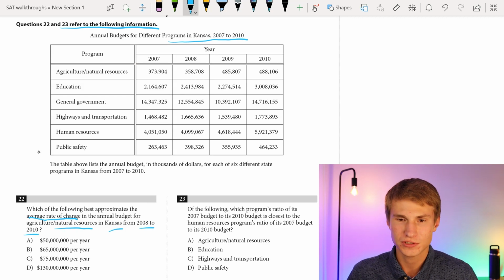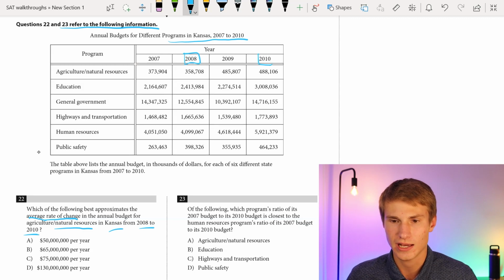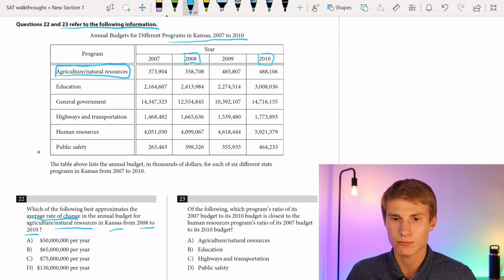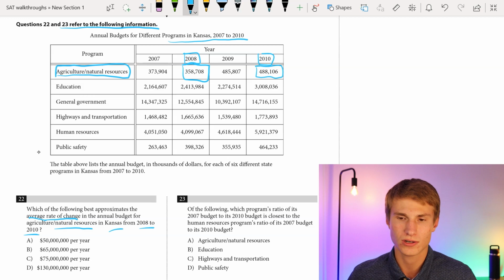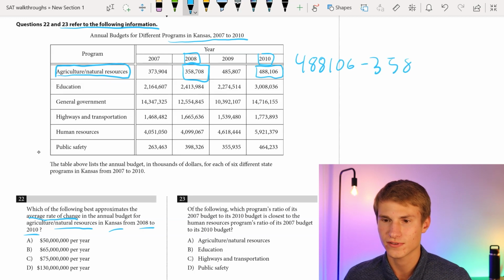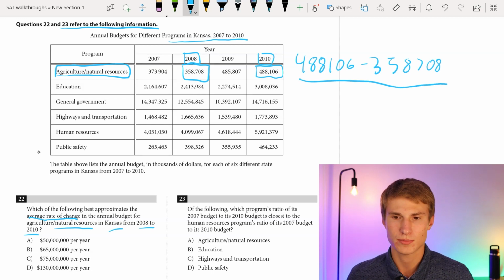All right, well, we need the average rate of change from 2008 to 2010 for agriculture, which is going to be that first row. Okay, well, we see that we have a starting value of 358,708 and an ending value of 488,106. So we're going to take that 488,106 and subtract our initial value, which was 358,708, and then divide that by the number of years, which is 2, okay? 2010 minus 2008 gives us 2 years. Now that's going to give us our average rate of change.